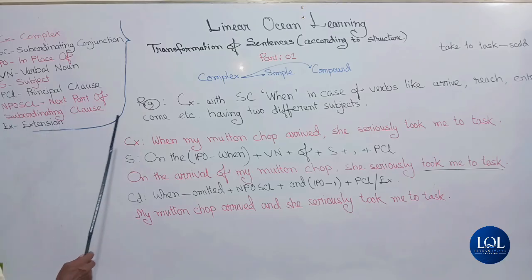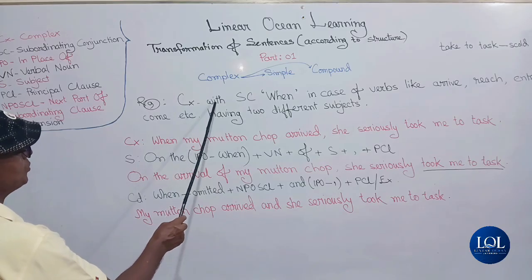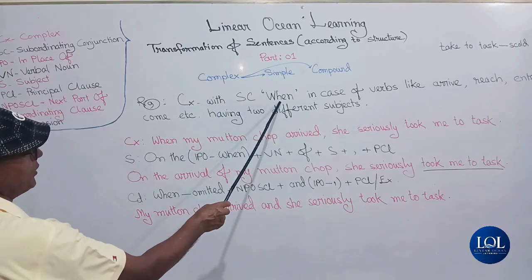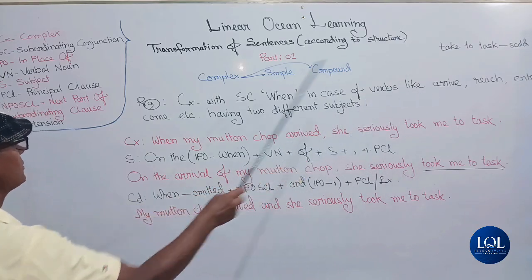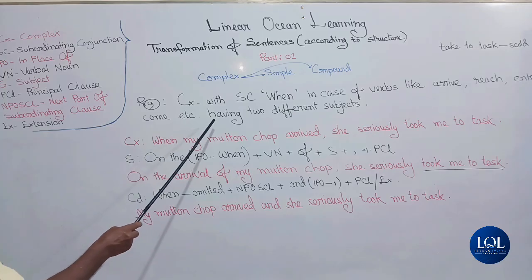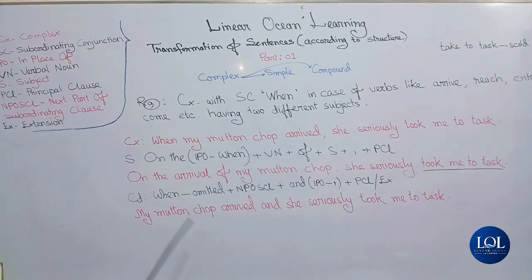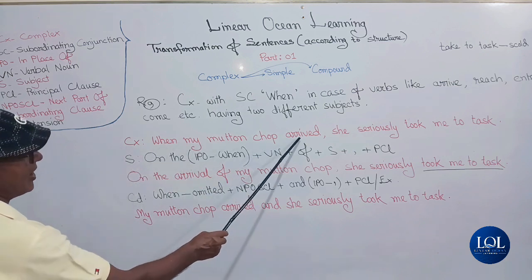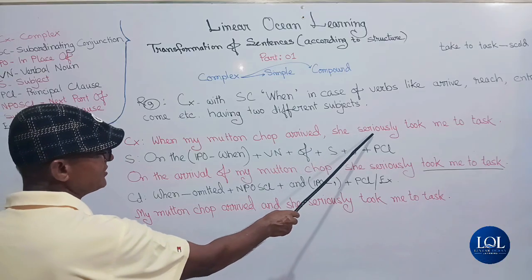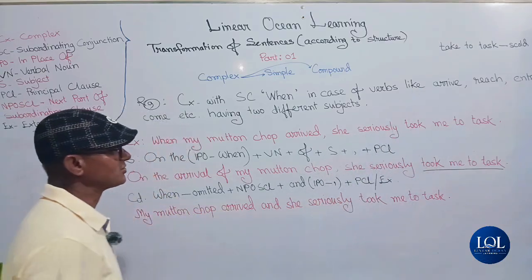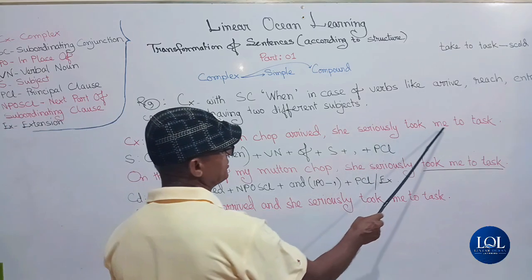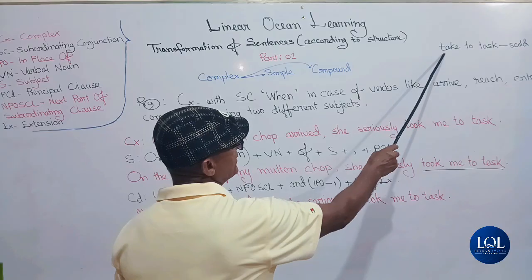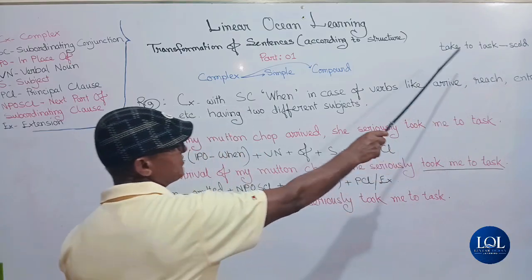Rule 9, I am again repeating. CX, complex sentence with subordinating conjunction when, in case of verbs like arrive, reach, enter, come, etc., having two different subjects. Example, complex sentence: When my mutton chop arrived, she seriously took me to task. Viewers, many may not understand what is "took me to task". It is "take to task". Take to task means scold. It's a verbal phrase.